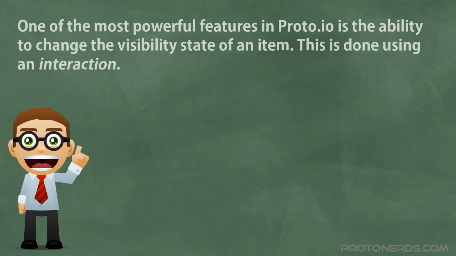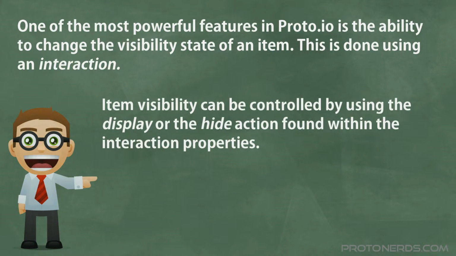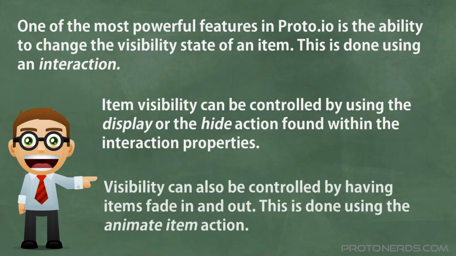One of the most powerful features in Proto.io is the ability to change the visibility state of an item. This is done using an interaction. Item visibility can be controlled by using the display or the hide action found within the interaction properties. Visibility can also be controlled by having items fade in and out. This is done using the Animate Item action.